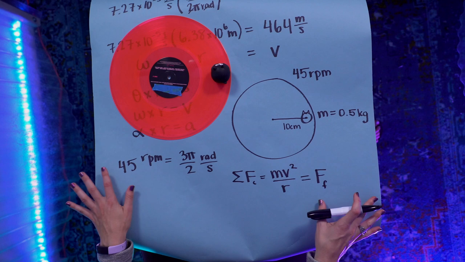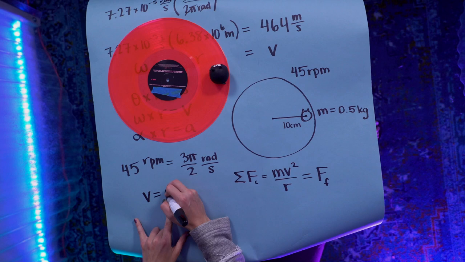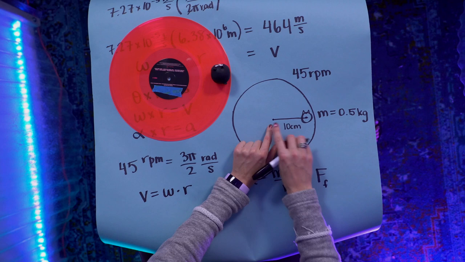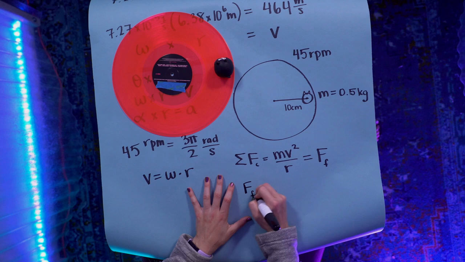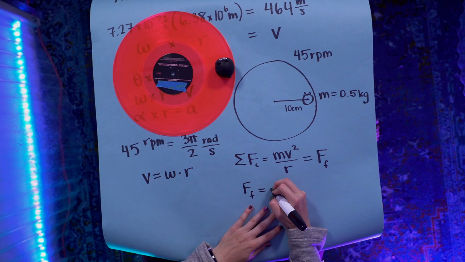We already know now that an object's linear velocity, v, is its angular velocity times the radius r, the distance from the axis of rotation out to the cat. So let's plug that in to our centripetal force equation. We get force of friction equals v squared, and then I get two r's on the top and one on the bottom that cancels, and I end up getting m omega squared r. And that is my centripetal force.